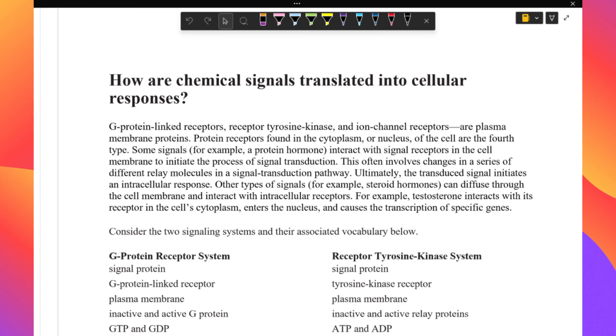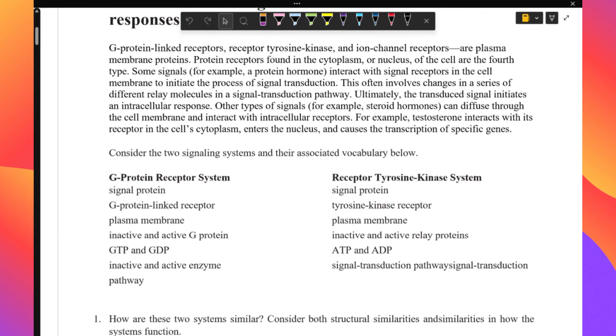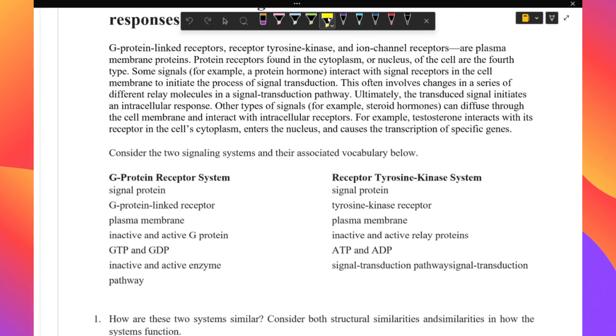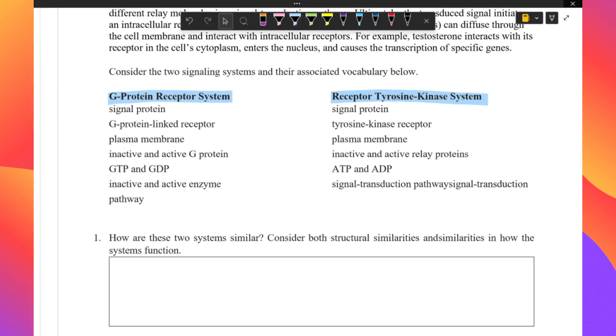genes. So these signal transduction pathways are important because some of the signaling molecules are not lipid soluble. They cannot pass that lipid membrane on their own, and so we use these receptor proteins. So consider the two signaling systems and their associated vocabulary below: a G protein receptor system and a receptor tyrosine kinase system. How are these similar? We're going to look at both the structural similarities and similarities in how the systems function.